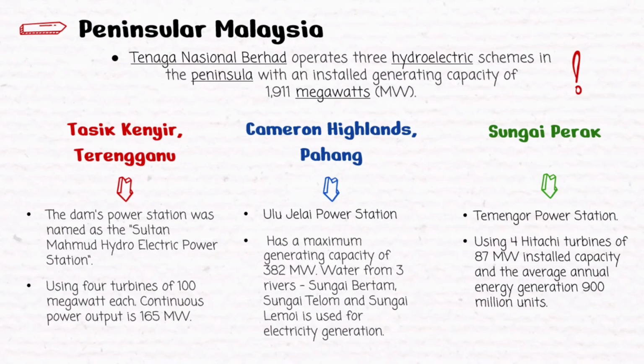At Cameron Highlands, Pahang, it is called Ulu Jelai Power Station. It has maximum generating capacity of 382 megawatts. The water from 3 rivers, Sungai Bertam, Sungai Telung, and Sungai Lemoy, is used for electricity generation. And the last, at Sungai Perak, is called Temenggor Power Station. It's using 4 Hitachi turbines of 87 megawatt installed capacity and the average annual energy generation is 900 million units.